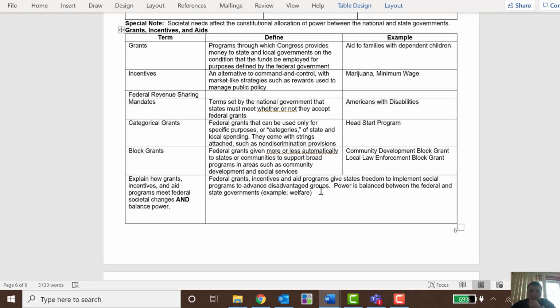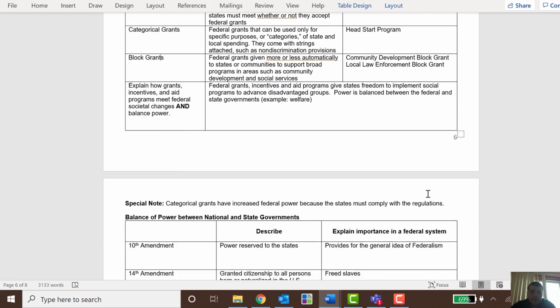So if you look at the bottom, just to summarize grants here, it says federal grants, incentives, and aid programs give states freedom to implement social programs to advance disadvantaged groups. Power is balanced between the federal and state governments. Okay, so think welfare programs. These grants are going to be used to balance out that power between federal and state governments and also provide direct aid and support to the people, which is, again, if we talk about why the Constitution is written the way it is, we're trying to put people's minds at ease, make it seem like the government is on their side all the time. Okay.